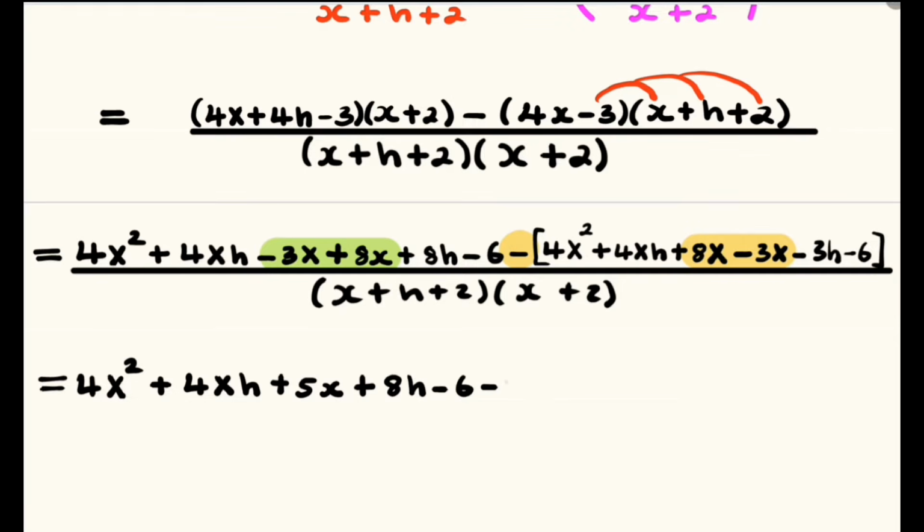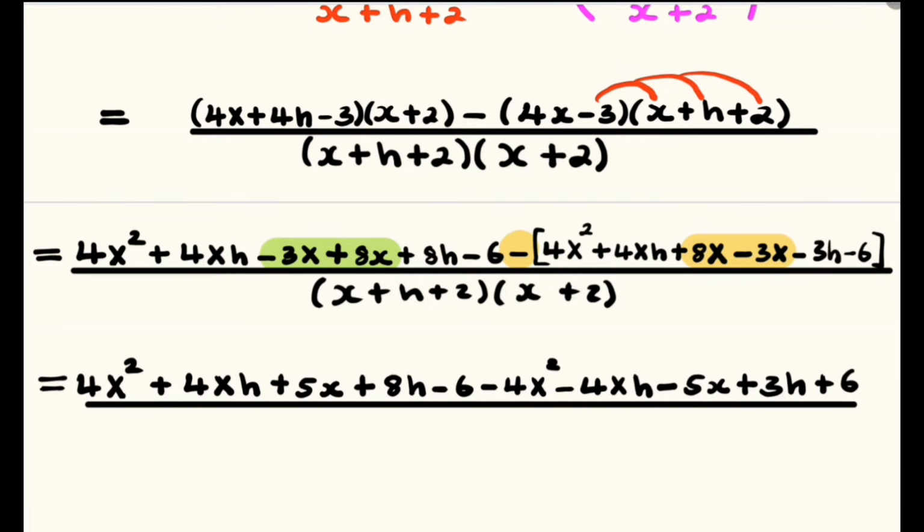So we have negative 4x squared minus 4xh. We have 8x minus 3x, which will be positive 5x. The negative will make it minus 5x, and the negative multiplied by negative 3h will be positive 3h. Negative multiplied by negative 6 will be positive 6. And we are dividing through by the x plus h plus 2 multiplied by x plus 2.